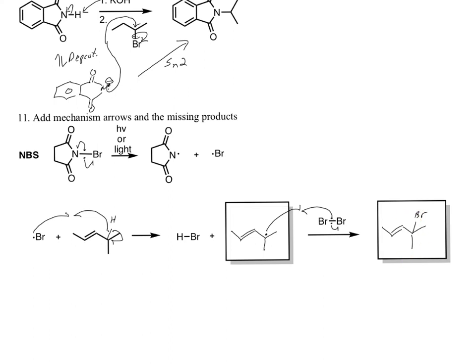So NBS makes allylic bromides. You can tell radicals because you see energy or light usually. That's how you know you probably need to use fishhook arrows, the single-headed arrows.